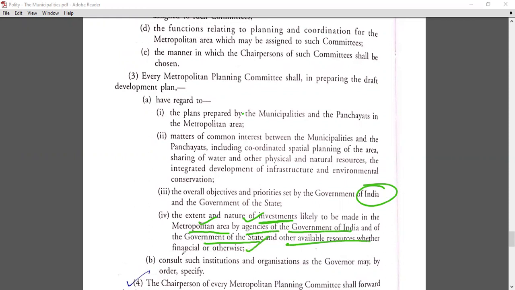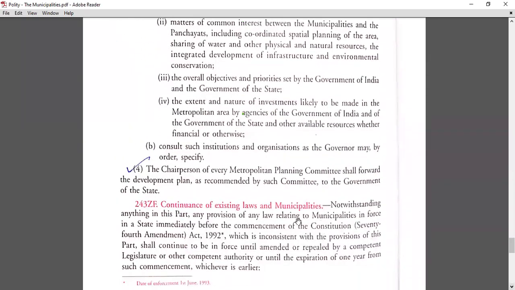They have to consult such institutions and organizations as the Governor may order. If the Governor orders, they have to consult. Mandatory. Fine. So last is the same thing: the chairperson of every metropolitan planning committee shall forward the developmental plan as recommended by such committee again to the government of the state, not the Governor. Government of the state. Fine.